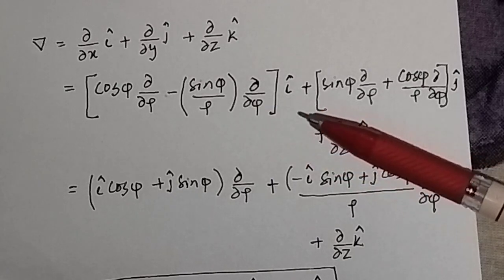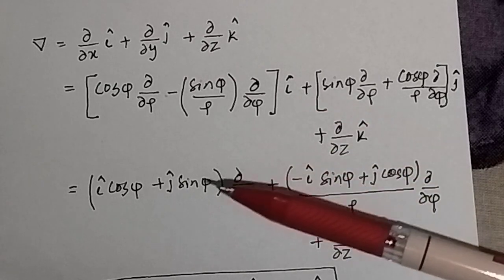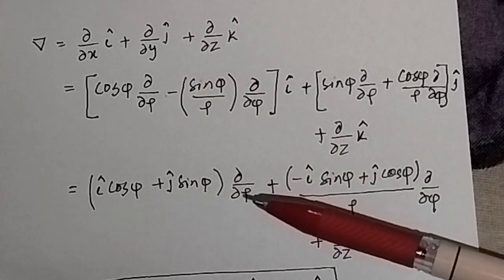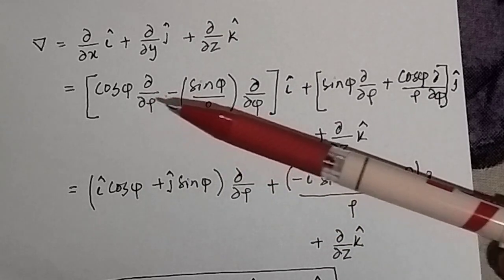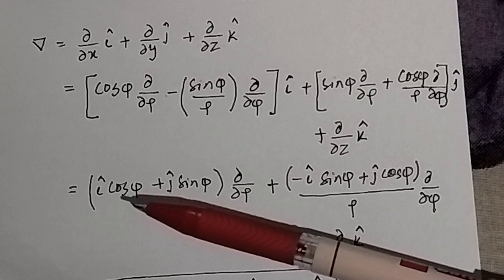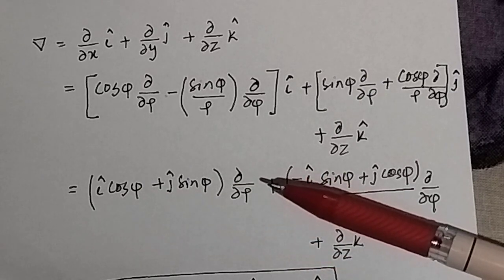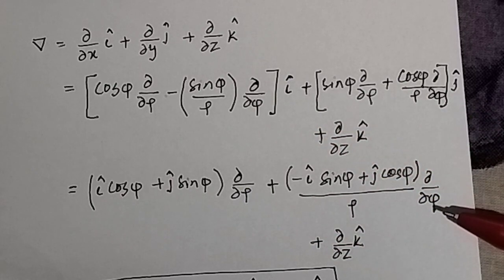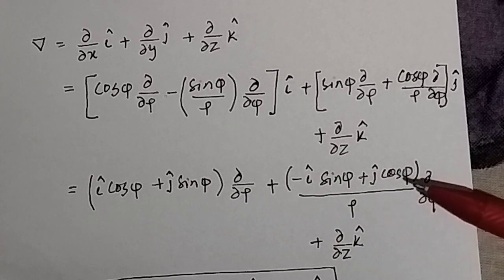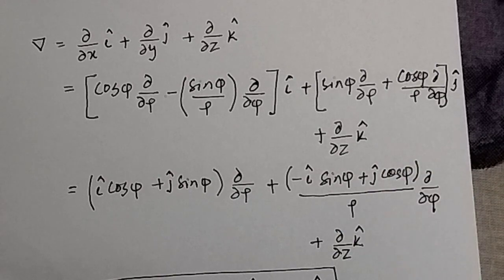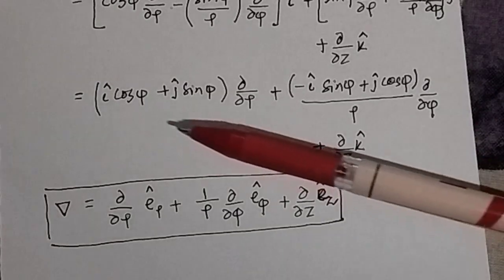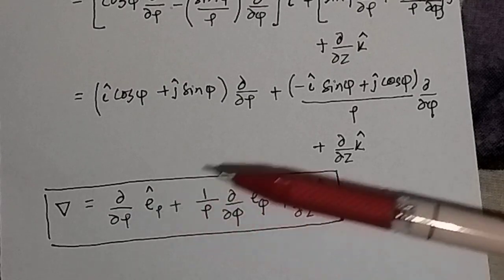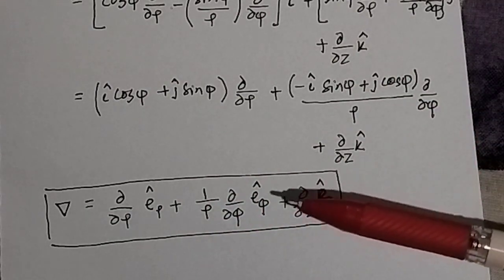Then what you do, you take the i cap and j cap this side, that means the partial derivative with respect to rho common from here and from here. If you take common, you have i cap cos phi plus j cap sin phi into the partial derivative with respect to rho. Then from these two factors, if you take common the partial derivative with respect to phi, you have minus i cap sin phi plus j cap cos phi divided by rho, and this remains unchanged. And this factor we have deduced in the previous video, that this factor is the unit vector e rho cap, and this factor is the unit vector e phi cap.